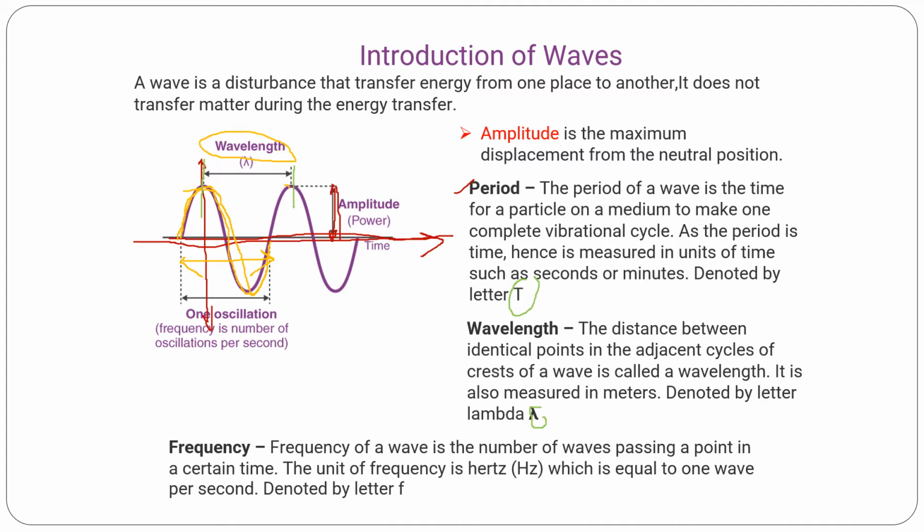Now frequency. This is another criterion related to waves. The frequency of a wave is the number of waves passing a point in a certain time, you can say a second. The unit of frequency is hertz, which is equal to one wave per second, and it is denoted by f.